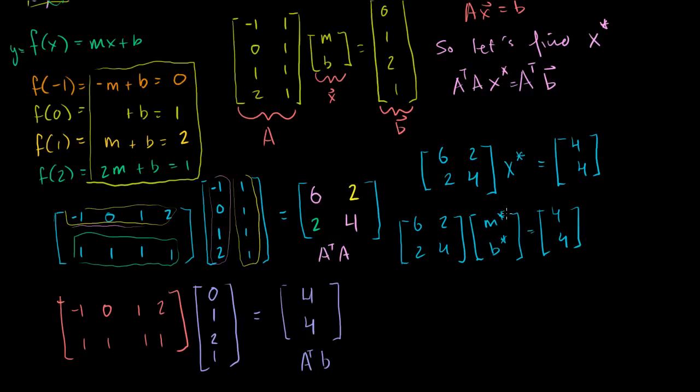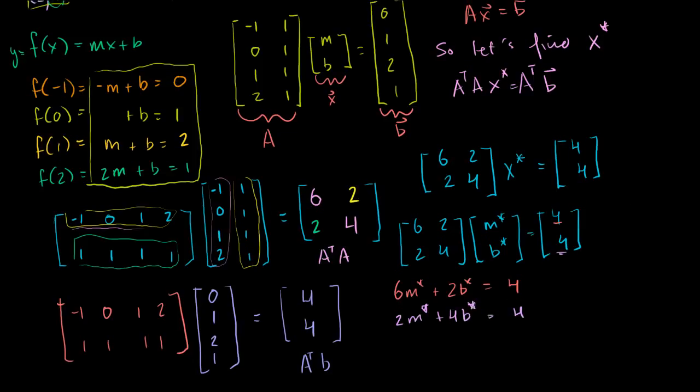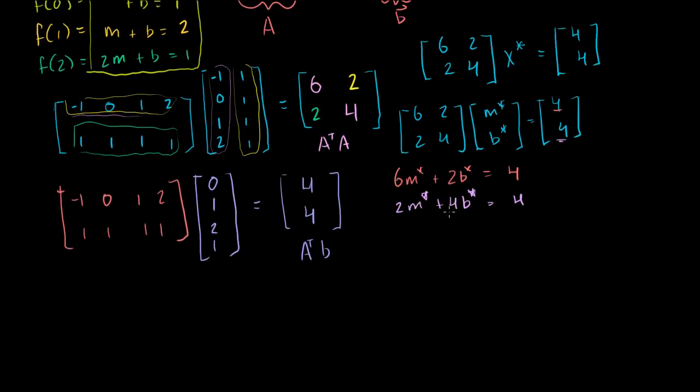So let's do it that way. If I were to write it as a system of equations, it is 6 times m star plus 2 times b star is equal to 4. And then I get 2 times m star plus 4 times b star is equal to that 4. So let me solve for my m stars and my b stars.